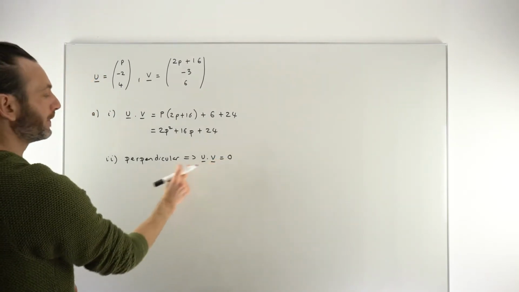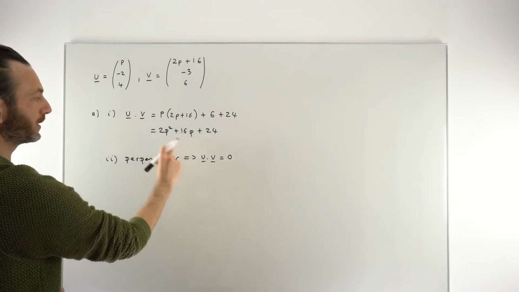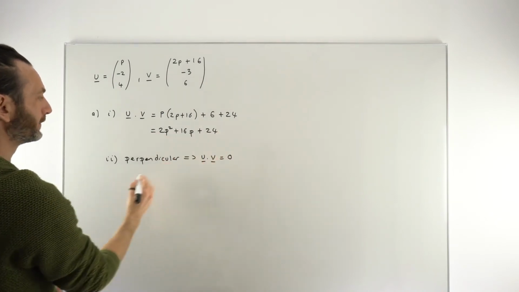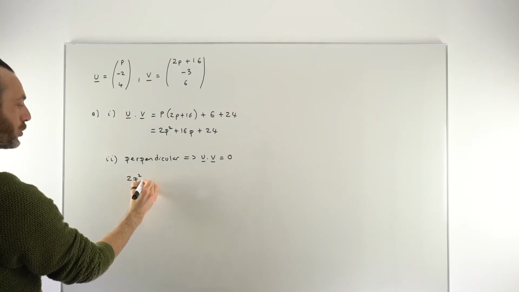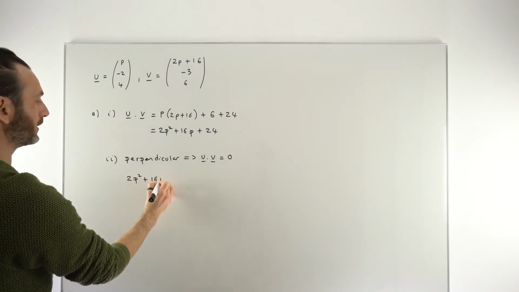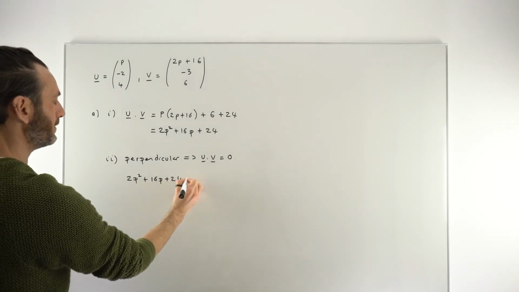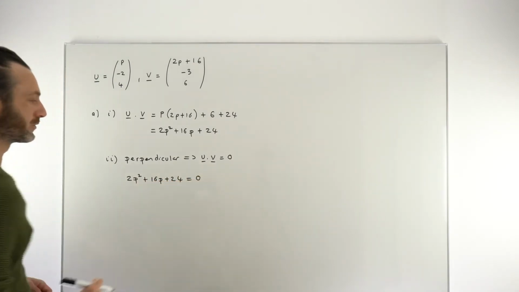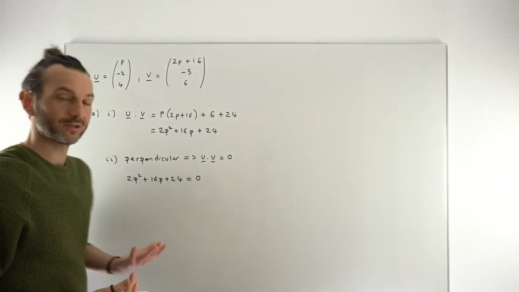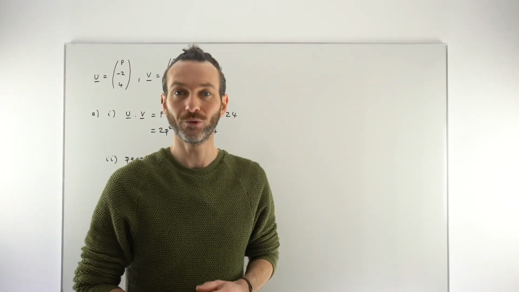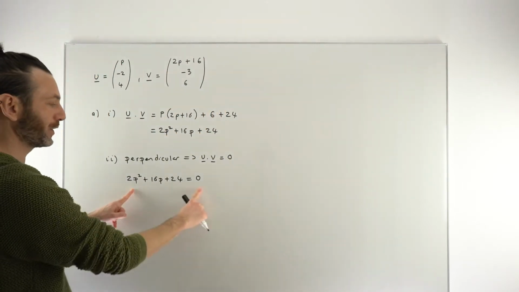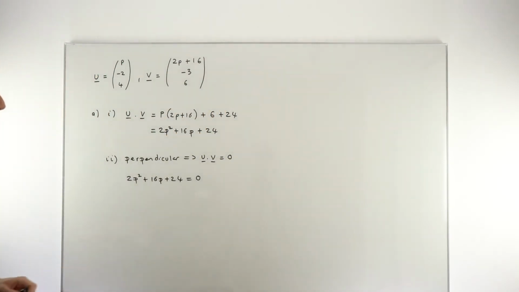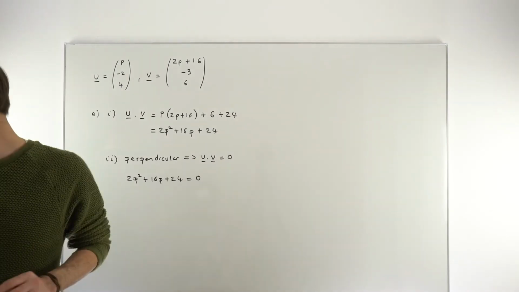So we know that if they're perpendicular, u dot v is 0, but this here is u dot v. So we can say that u dot v, which we're representing as the expression 2p squared plus 16p plus 24, must be equal to 0 if the vectors are perpendicular. And it's asking us to find the value of p. If you want to find a value, you need an equation. This is a quadratic equation, so now we just need to solve it to get the value of p.